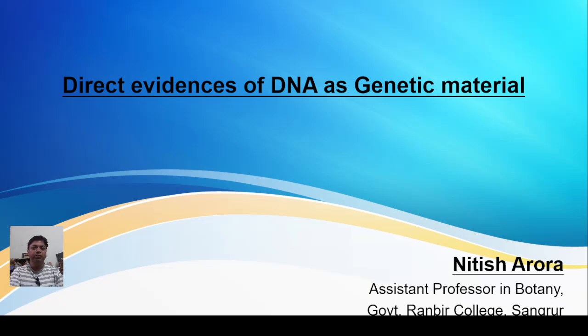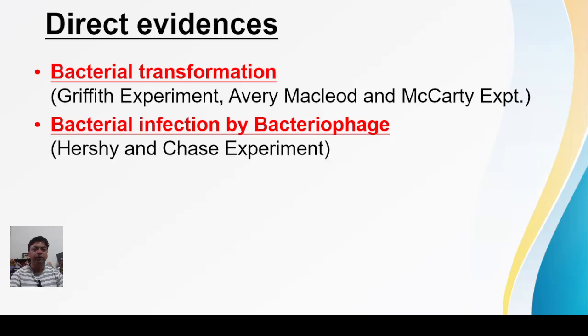So we are going to start our topic, direct evidences of DNA as genetic material. Moving with the topic, first of all, what are the direct evidences? DNA as genetic material was clarified by the year 1953 with various experiments. For clarifying this, there were many direct and indirect evidences. Some of the direct evidences were bacterial transformation, bacterial infection by bacteriophage, as well as some others.